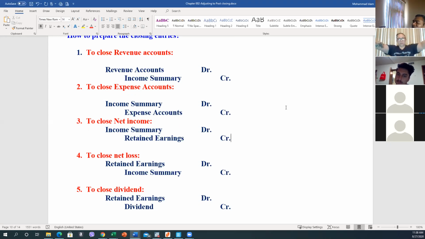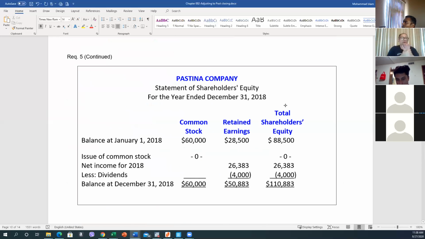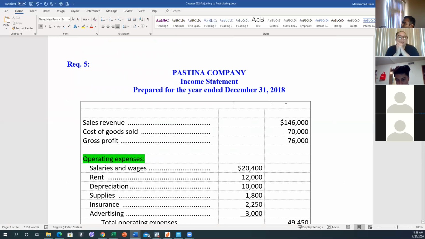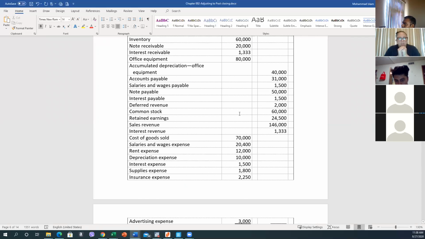Then to close the dividend, just visualize that if you take dividend from the company, your retained earnings is going down. So that is why retained earnings is debited and dividend credit. Got it? Now come to the point over here. We will prepare the closing entries from where? Okay, from here. See that?